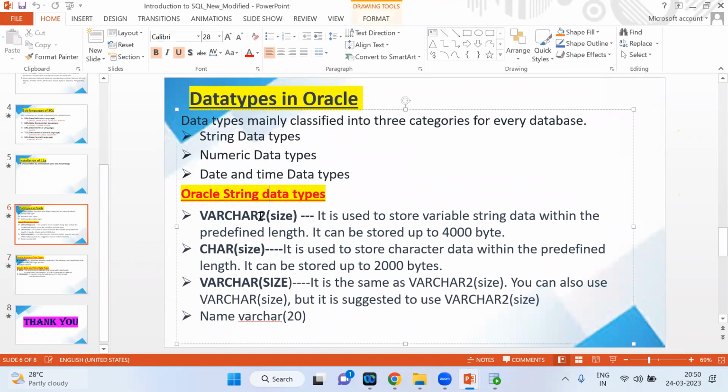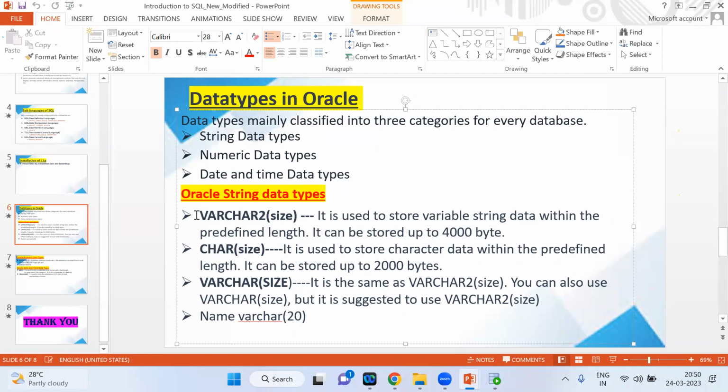Okay. So what are the different types of data types we have? String data types. If you want to store your data in a string or character format, then you mention a string data type. If you want to store your data as numbers, then you give the number data type. If you want to store your data in a date format, you give date. Now we'll see one by one what is the string data type, the number data type, and the date data type.